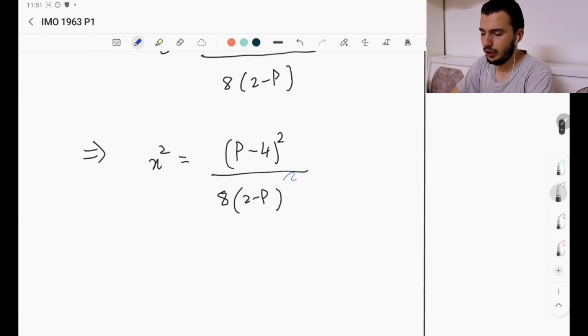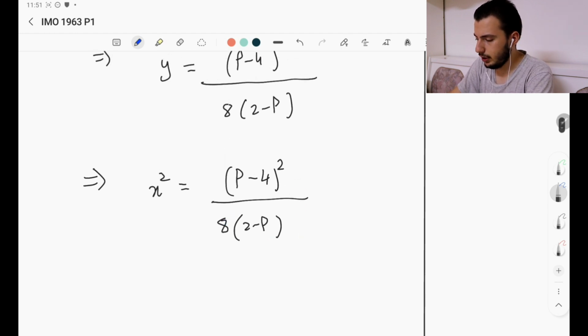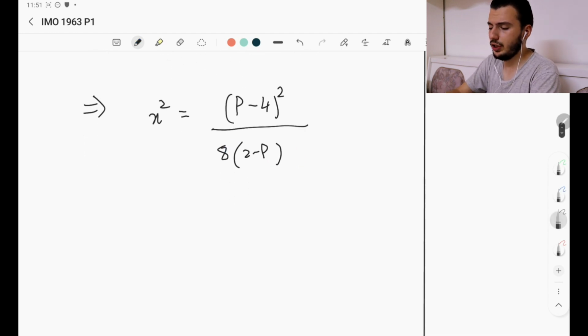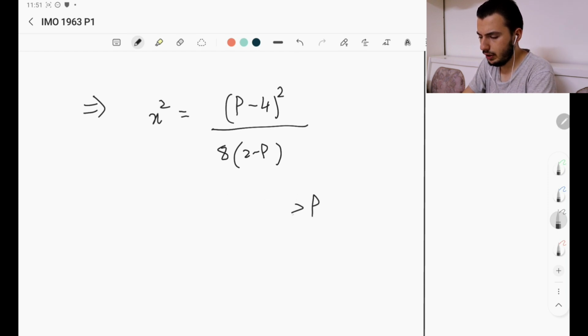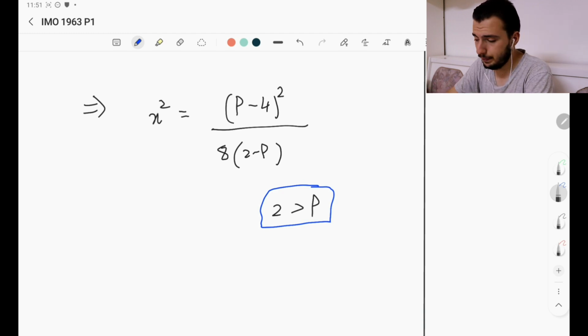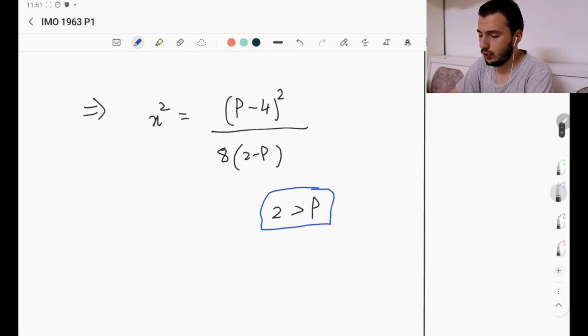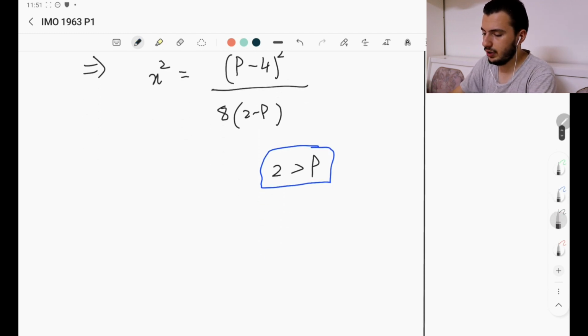So now we have a condition that this here must be positive. Okay, so that just means that p is less than or equal to, of course we don't have equality, so p must be strictly less than 2. Alright, so now we have a condition on the parameter p.